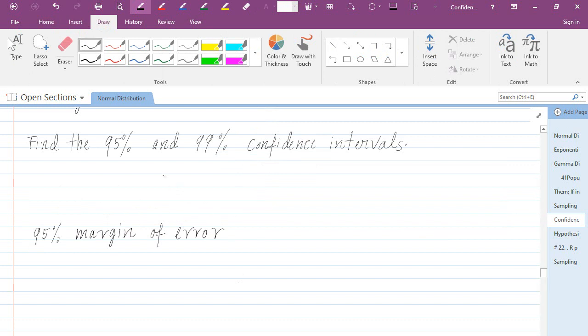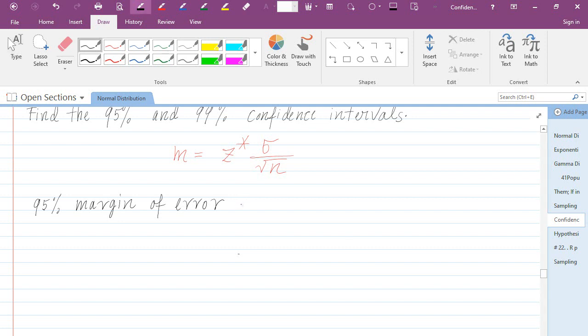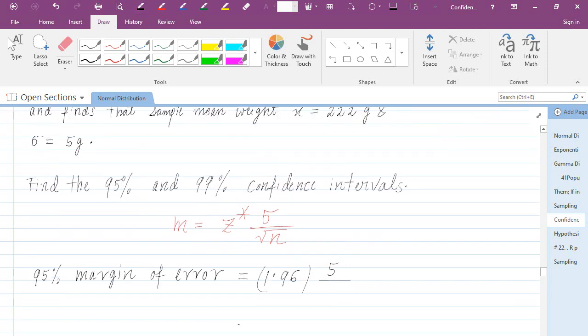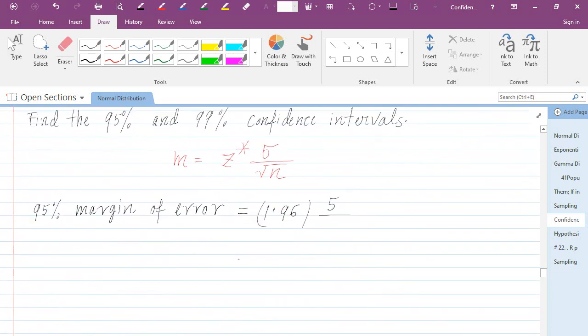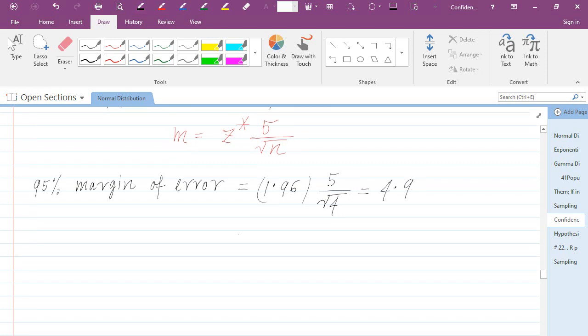The formula for the margin of error is M equal to Z star times sigma over root of n. And so for the 95% margin of error, we know that Z star is 1.96, and sigma here is 5. And the sample size, because we are picking a sample of 4 packs, is 4, so you take root of 4. If we calculate that, we get 4.9. So that is the 95% margin of error.